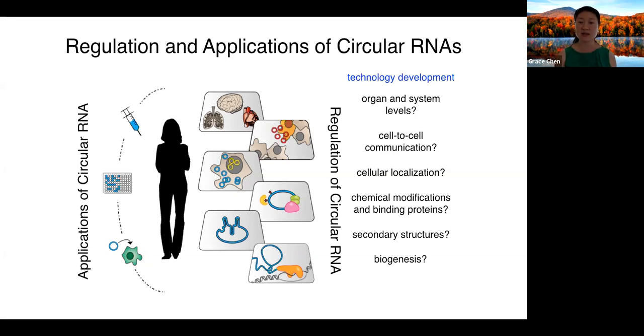And then finally, can we take our basic science understanding and apply it to all of the different diseases that afflict humans? Can we develop new ways of approaching therapeutic development? And could circular RNAs be a novel type of immune therapy or other type of treatment?